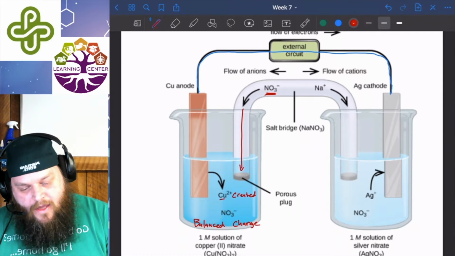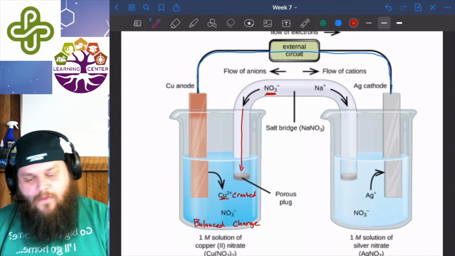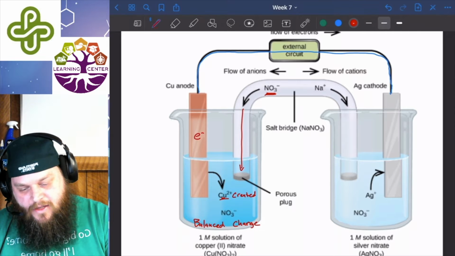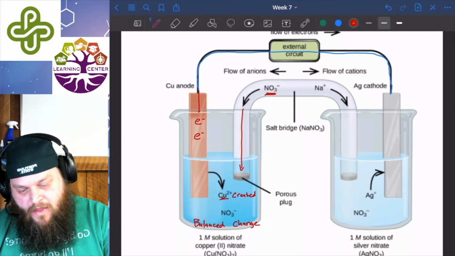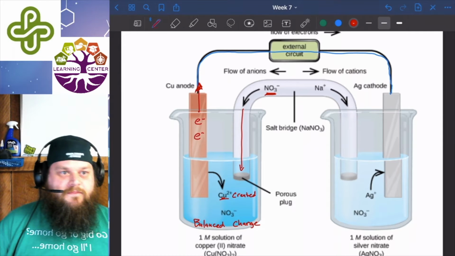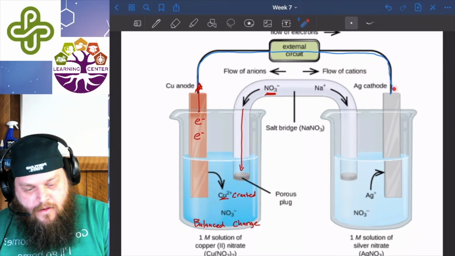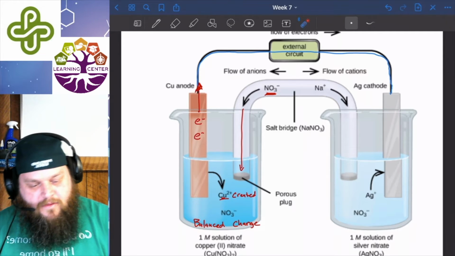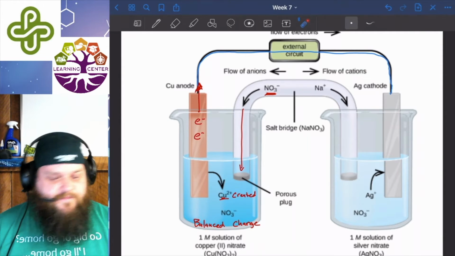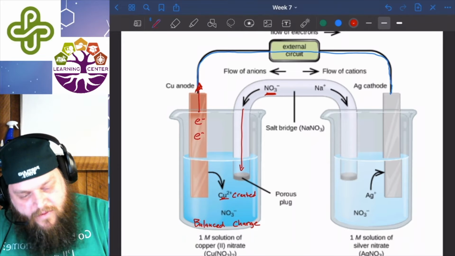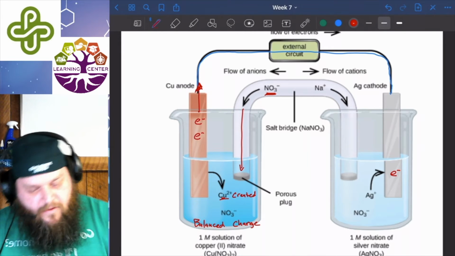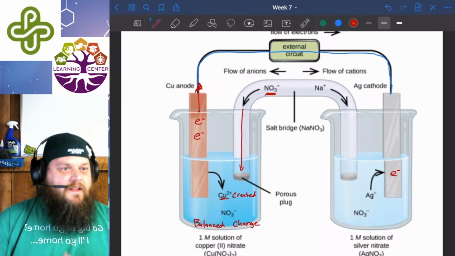But when this became copper 2+, we lost electrons. There's some electrons that were here, and they took off down this path through that circuit. And they followed this circuit around, ending up over here on the silver side. So now we have these electrons floating in there, and this silver is electrically charged.